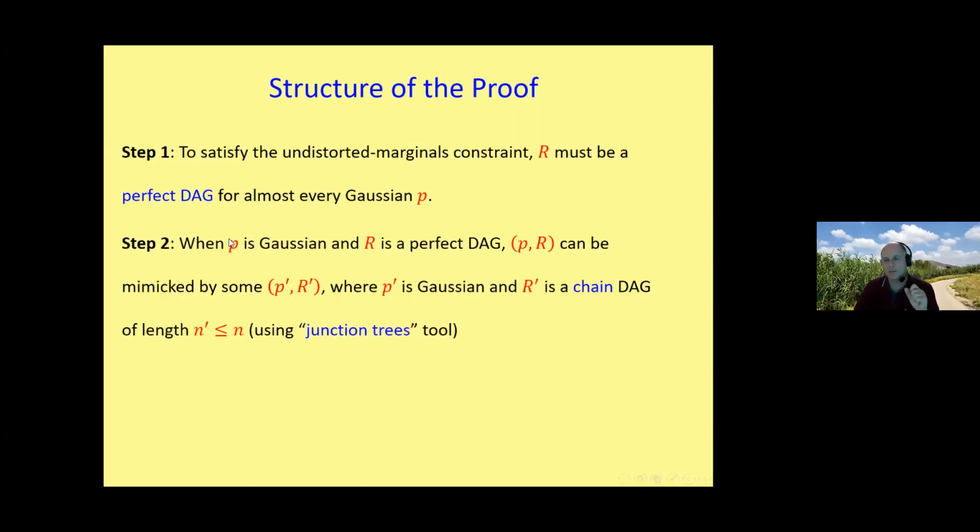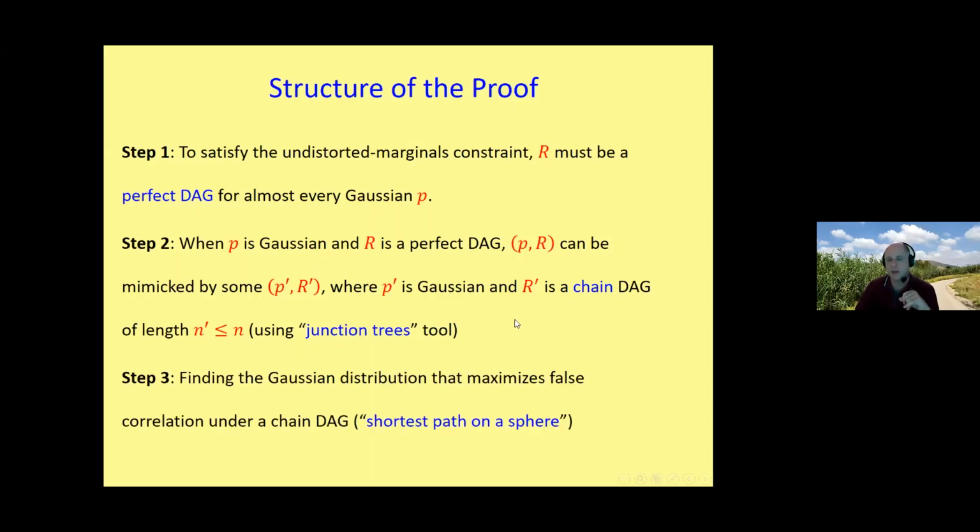The second step tells us that once we have a perfect DAG and we know that P is Gaussian, multivariate normal, then we might as well work with a chain. So it's a further reduction. The set of perfect DAGs now shrinks to a single DAG, the chain DAG. This is what this says: there is no loss of generality in restricting attention to chain DAGs.